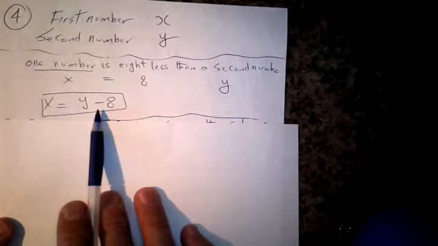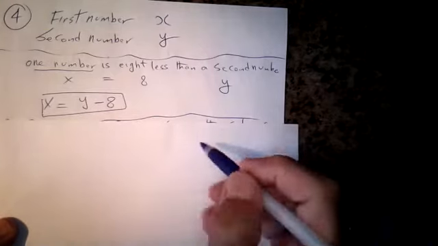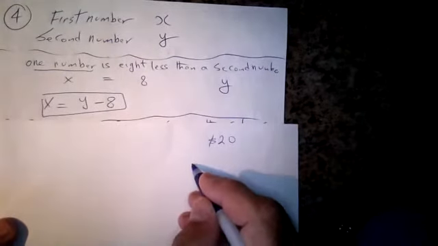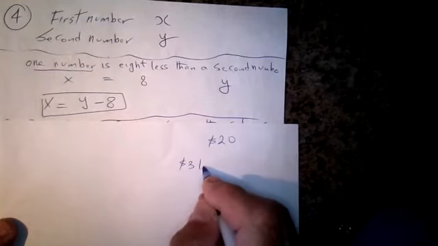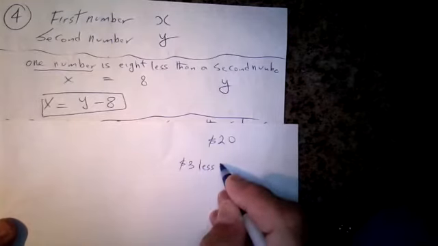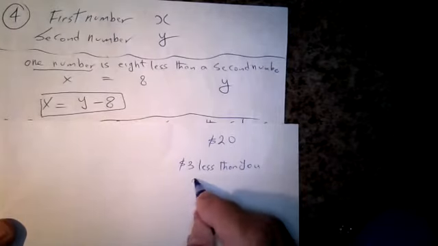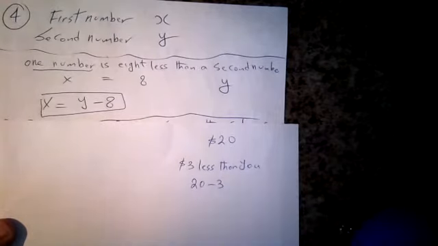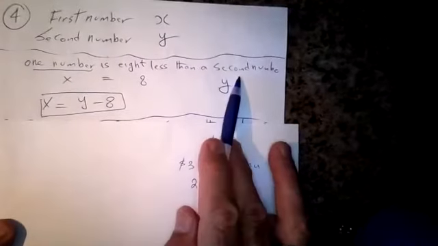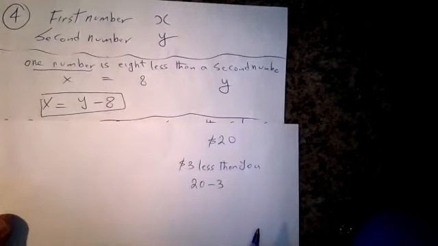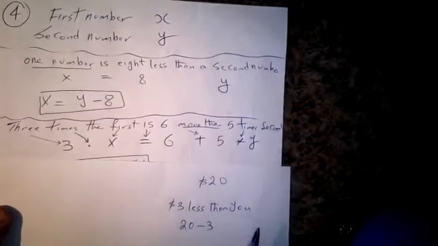It's like you have $20 and I have $2 less. So how much do I have? 18. See, you have $20 and I have, let's say, $3 less than you. So it would be 20 minus 3, okay? 8 less than second would be Y minus 8. So this is one equation, okay? Save that equation.